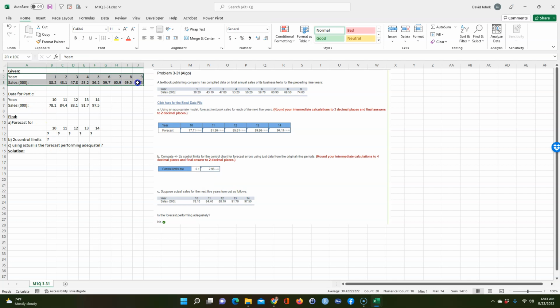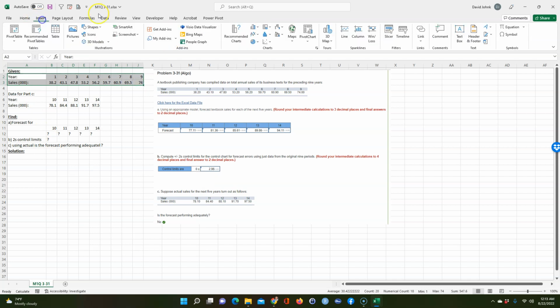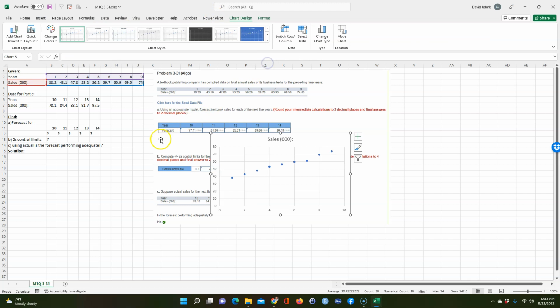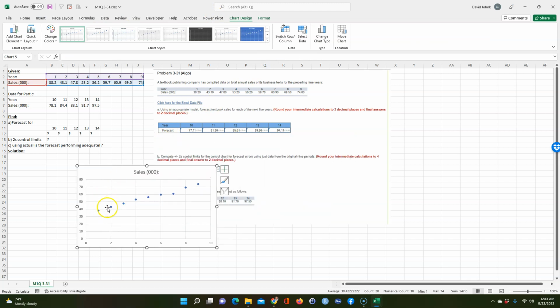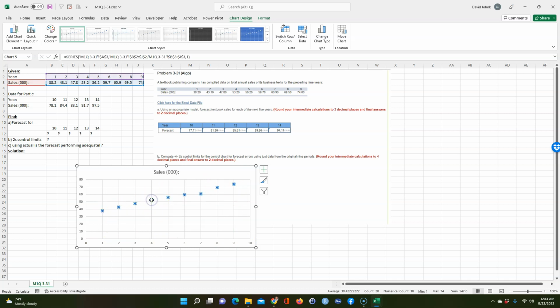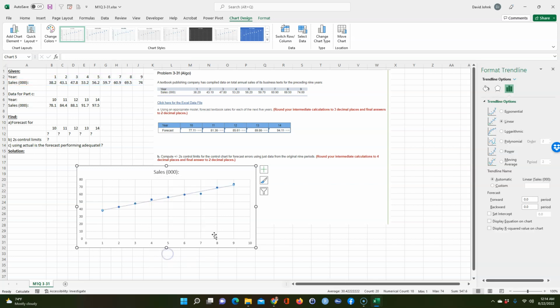If you highlight the year and sales and then insert a scatter plot, it actually gives you the sales. So this is the sales for each year, year 1, 2, 3, all the way through year 9. And it looks like a line would fit that pretty well. So I could click on one of these dots, right click and add a trendline. I want a linear trendline, which gives you the least squares line, and I want to display the equation on the chart.